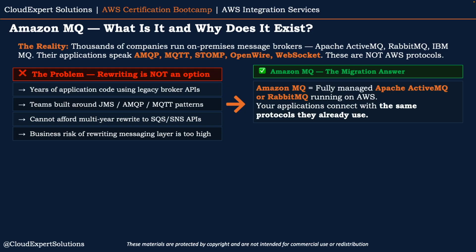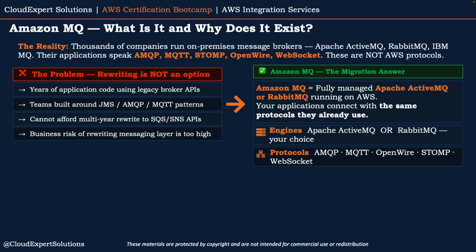Now let's go through some key properties. You choose between Apache ActiveMQ and RabbitMQ as your broker engine, whatever matches your existing on-premises setup. Five protocols are supported: AMQP, MQTT, OpenWire, STOMP and WebSocket. If your application uses any one of these, it will connect to Amazon MQ without modifications.